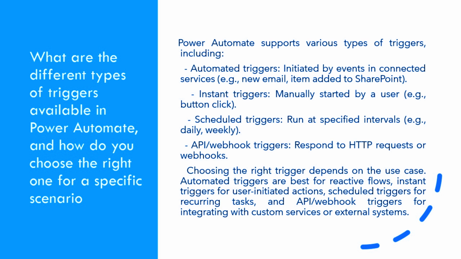Choosing the right trigger depends on the use case. Automated triggers are best for reactive flows, instant triggers for user-initiated actions, scheduled triggers for recurring tasks, and API webhook triggers for integrating with custom services or external systems.